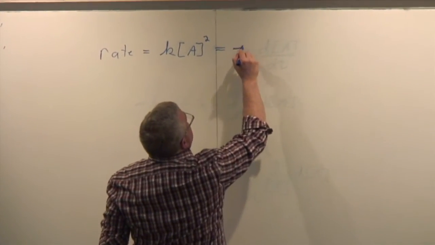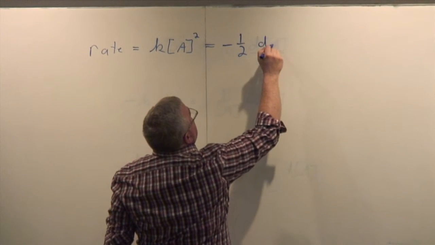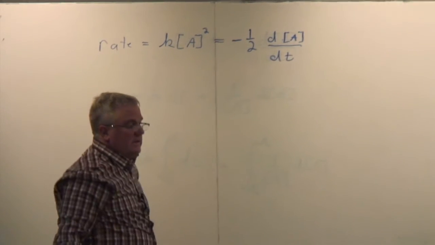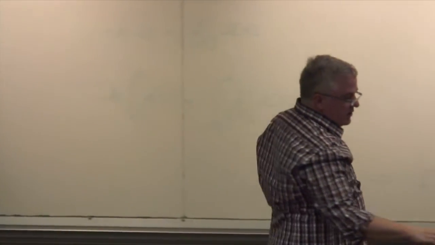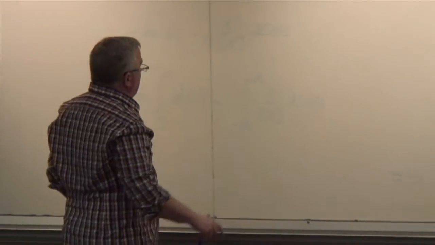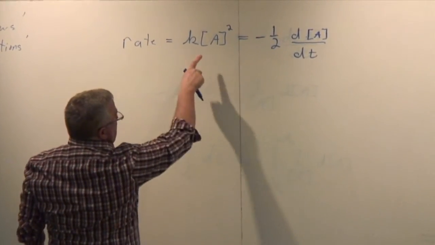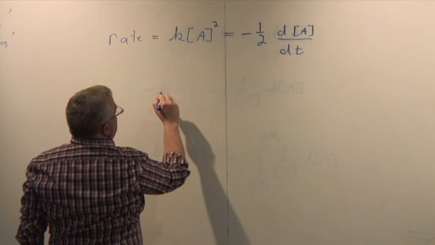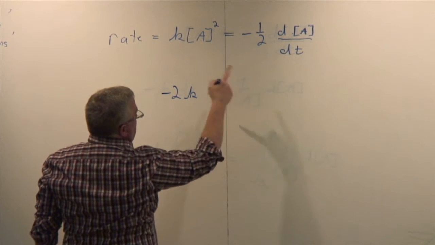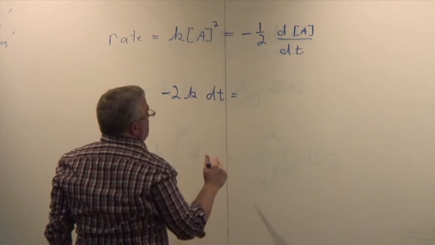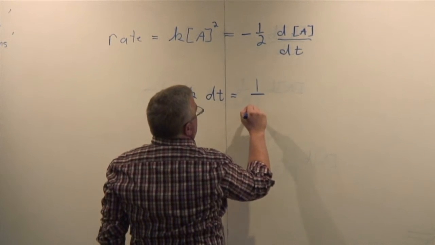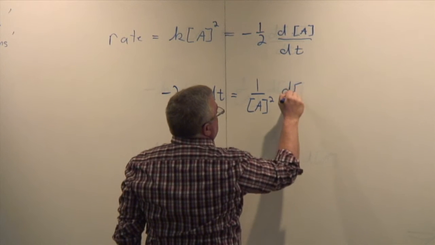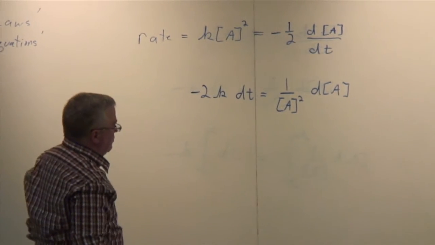It's going to be minus 1/2 d[A]/dt. Okay, so we're going to do the same thing now. We're just going to set it up and do the integration. We're going to do an algebraic manipulation here. Because these two expressions are equal, we're going to take the half. We're going to get rid of the half and put it on this side. That gives us minus 2k. And we're going to take our dt. And that's going to equal 1 over A squared dA.